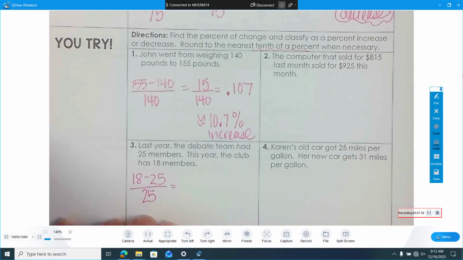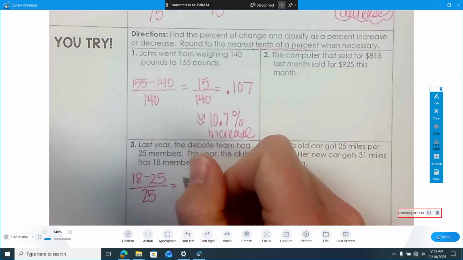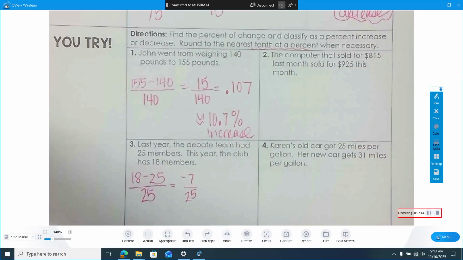What is 18 minus 25? Negative 7. Go ahead and finish that up.